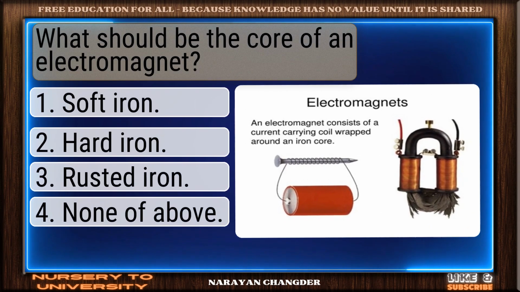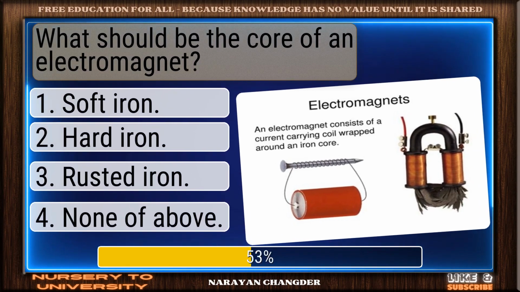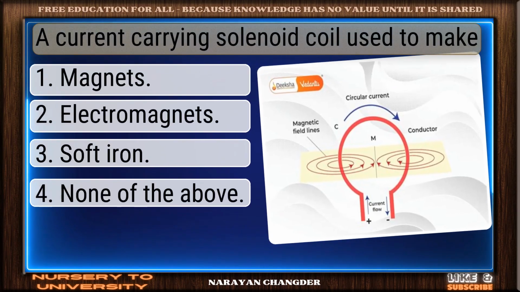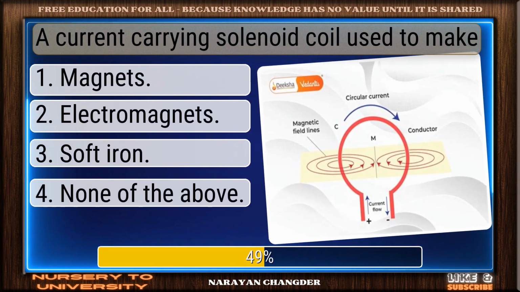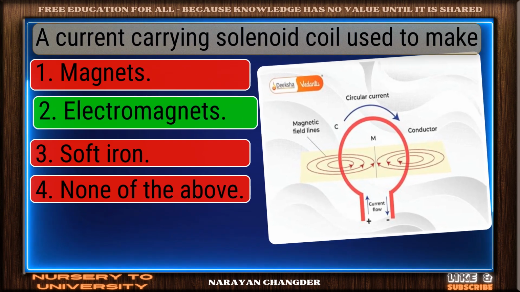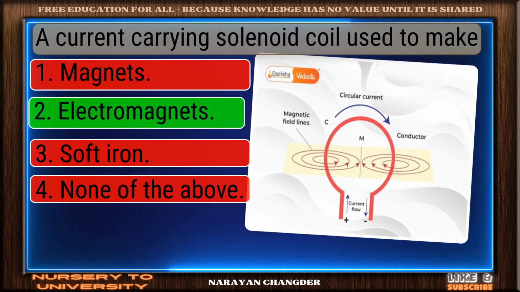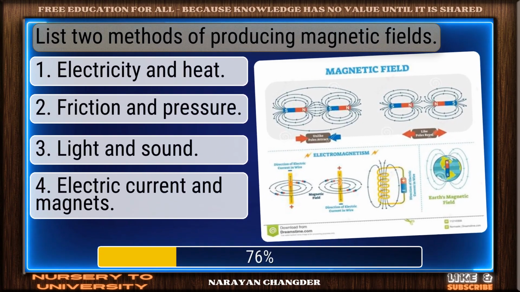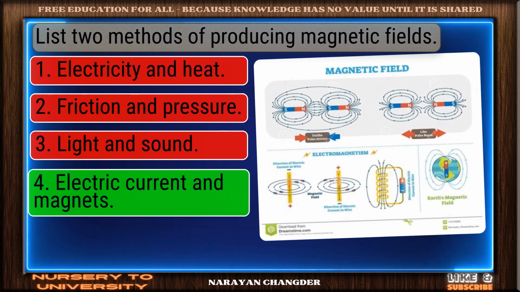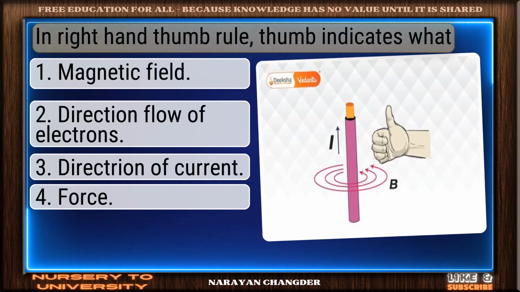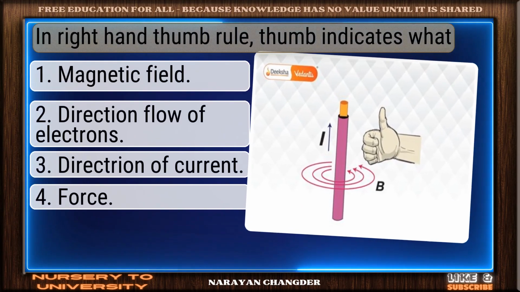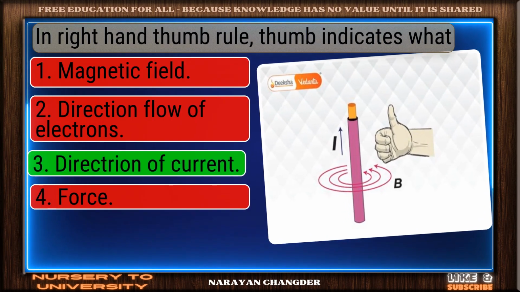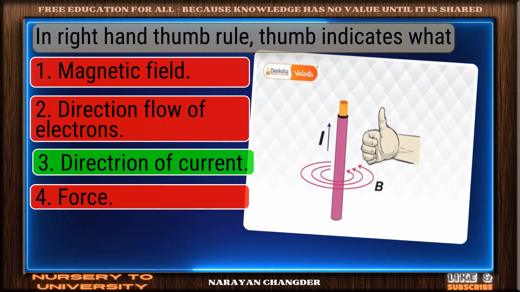What should be the core of an electromagnet? You chose soft iron. Correct. A current-carrying solenoid coil is used to make. Smart pick. Electromagnets is correct. List 2 methods of producing magnetic fields. Nice work. Electric current and magnets fits perfectly. In right-hand thumb rule, thumb indicates what? You're right. Direction of current is correct.